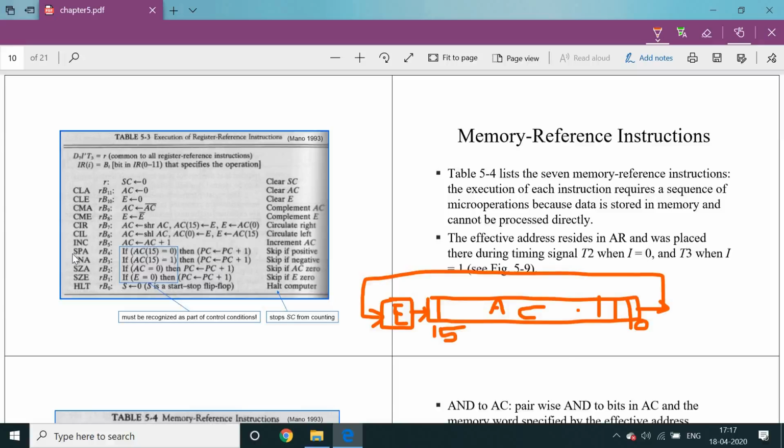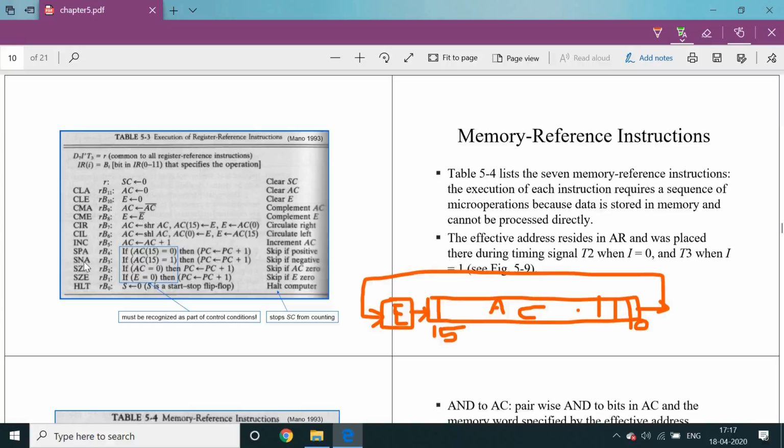Next, skip accumulator if positive. If it is positive, it checks only the MSB, the 15th bit of the accumulator. If it is 0, that indicates positive, then PC is incremented. Because it is skipping, the cursor goes to the next position.